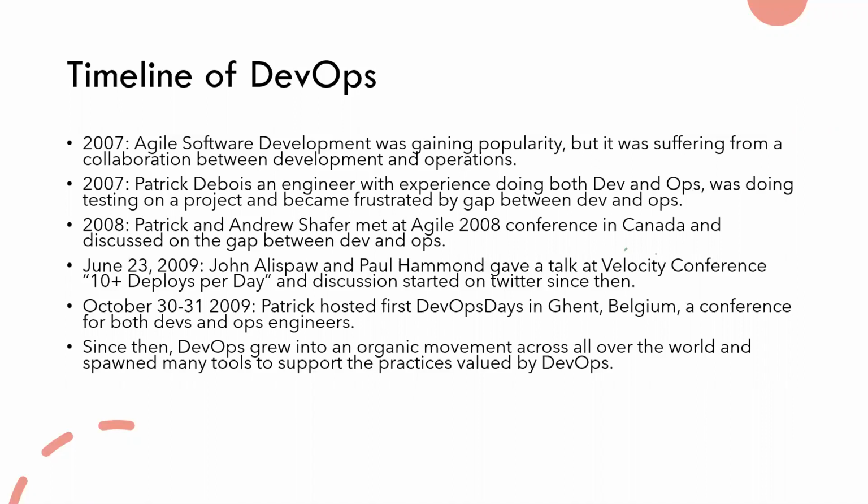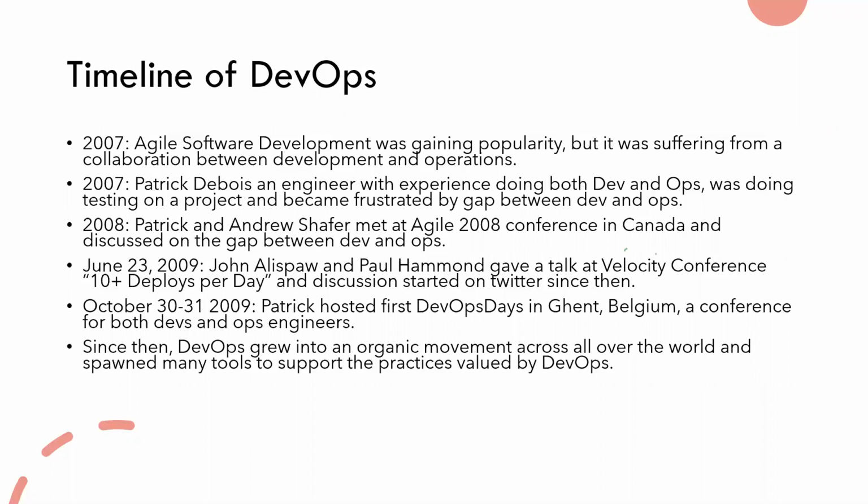Now in June 2009, they again discussed with a few other teams, and after that they met again at a conference known as 10+ Deploys Per Day. From there they talked about how they could address this, and at that time the word DevOps had come up but not too effectively. So they discussed this, and then the discussion started on Twitter and elsewhere, and people started discussing what this new thing coming into the IT industry was.